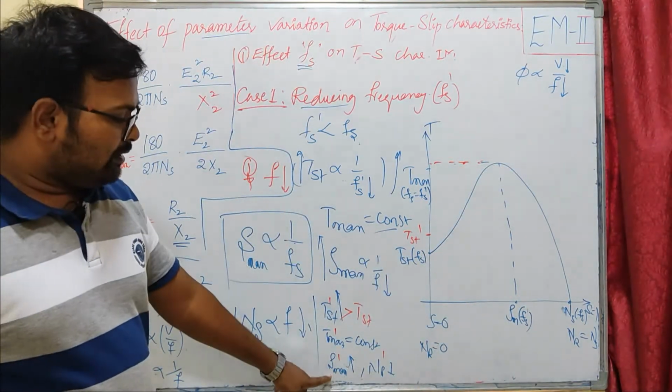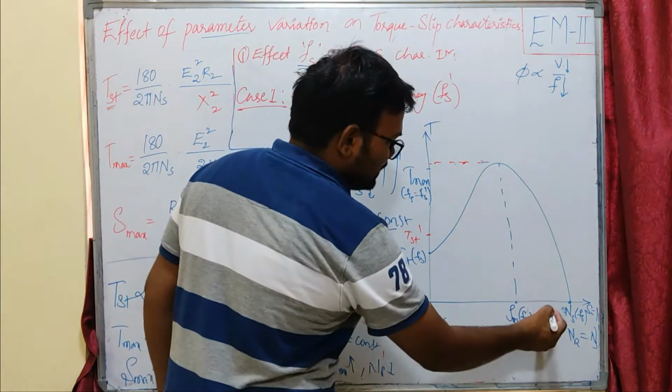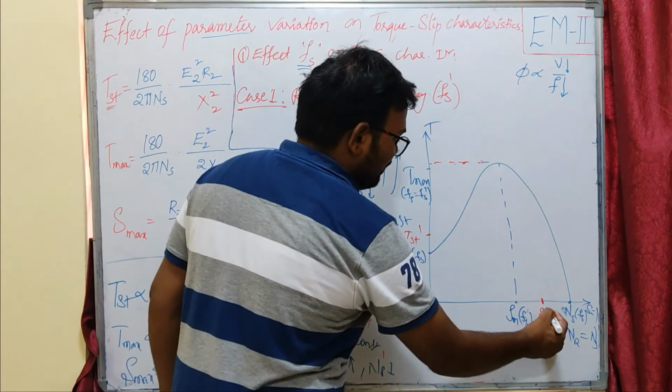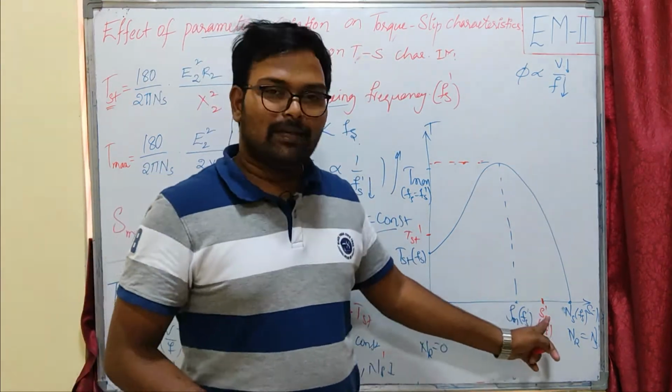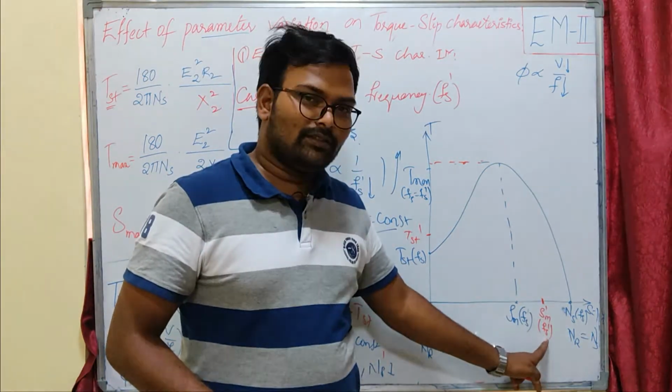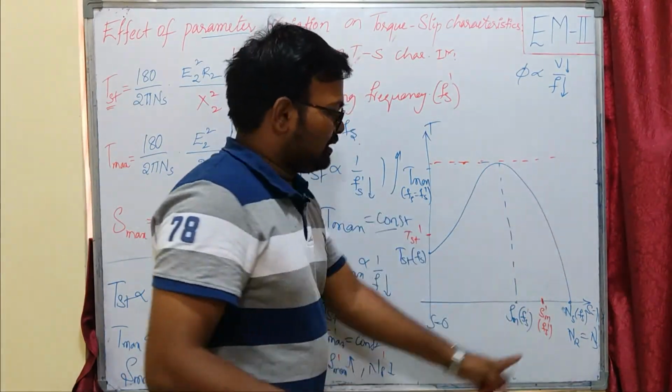And our S max dash is increasing. That means the increase is from 0 to 1, so it is somewhere on this line. That means this is for Fs dash. This is the slip at maximum torque condition when I change the frequency to Fs dash. Now this is the new slip at maximum torque.